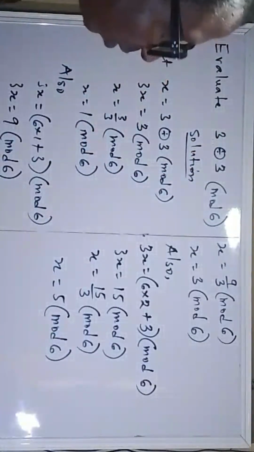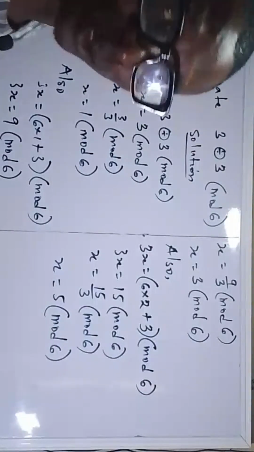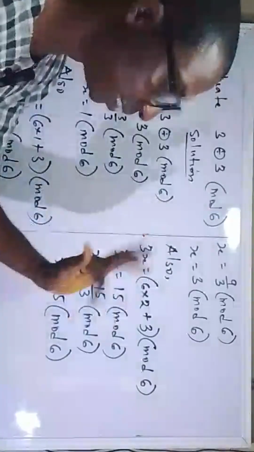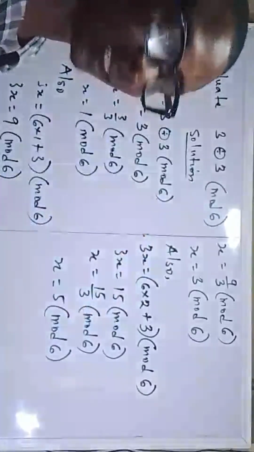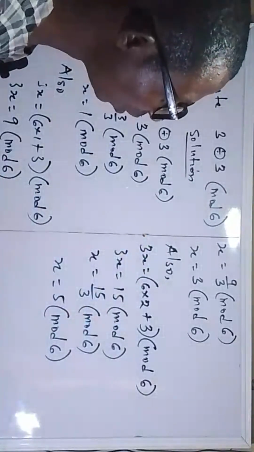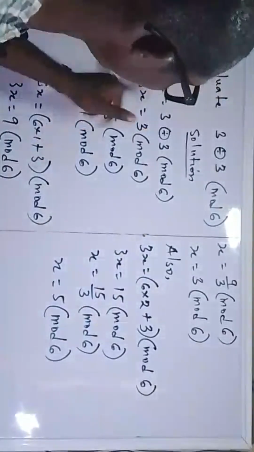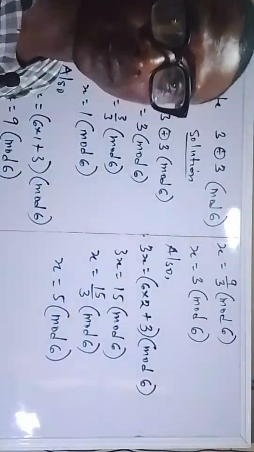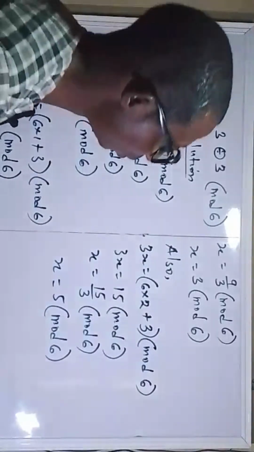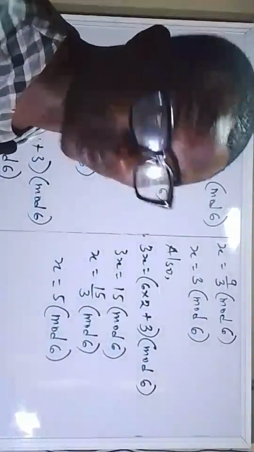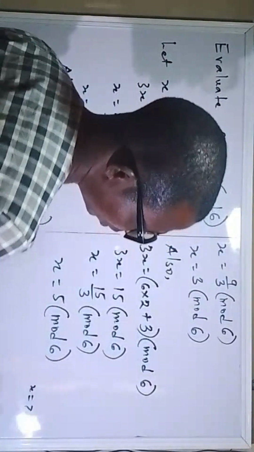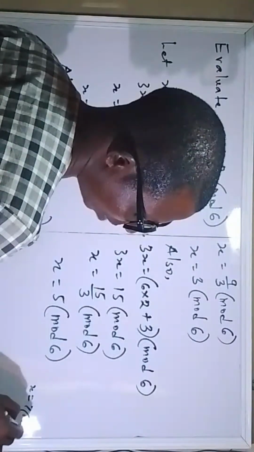So, can we check? Maybe we are still going to have another answer, and I'm not sure we are going to have. Now, let's add 3 sixes. 3 sixes will give us 18. When you add 18 to 3, you have 21. So 3 can go into 21, and that gives you 7. So that means x equals 7 in mod 6.